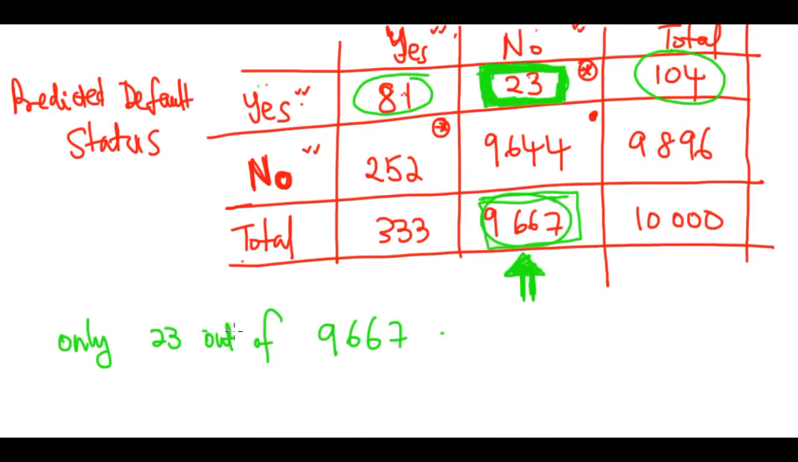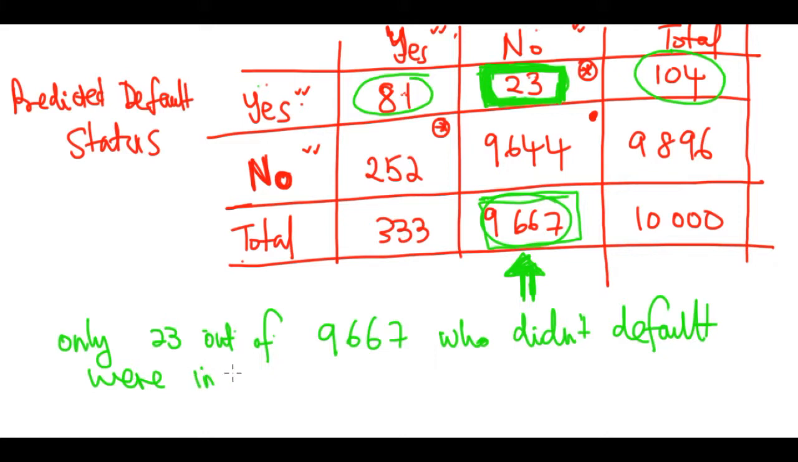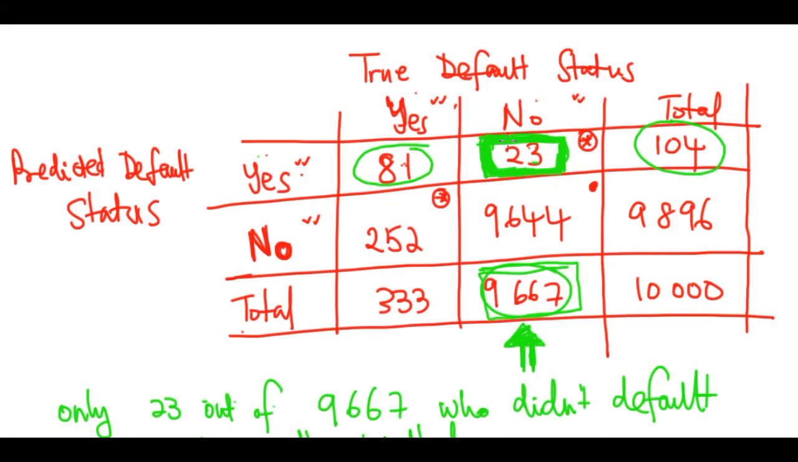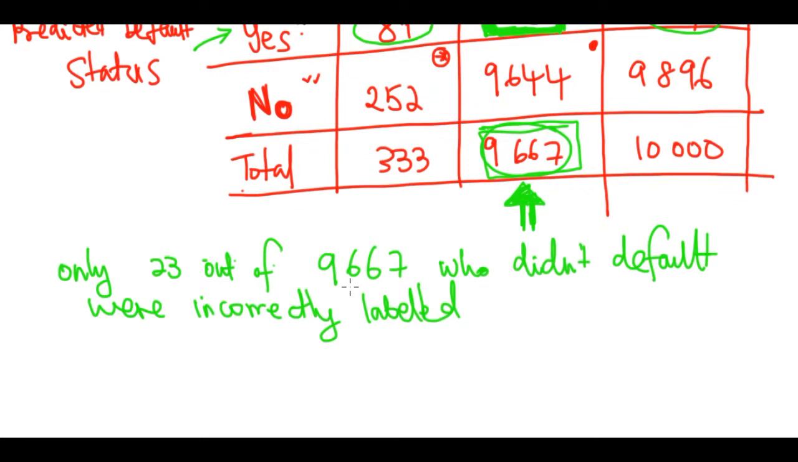So only 23 out of 9667 who didn't default. So these guys who didn't default were incorrectly labeled. I think you agree with me here. They are no's, but our LDA put them under yes, which was wrong, right? And if you calculate, it's going to be a very, very low error rate. You'll be like, oh, that's a good error rate, right?